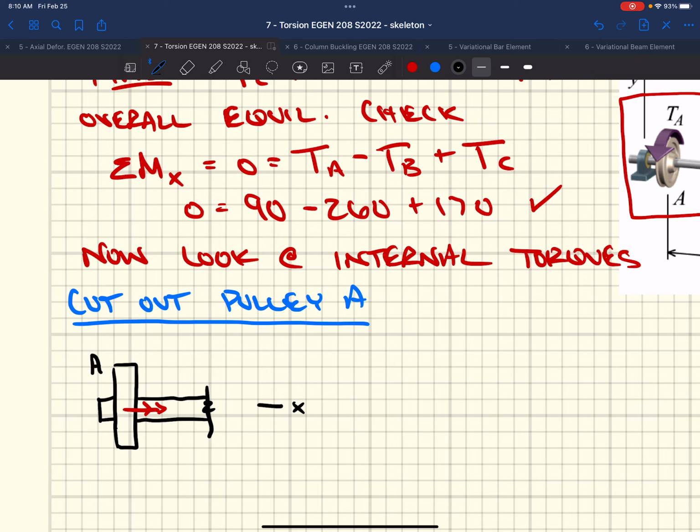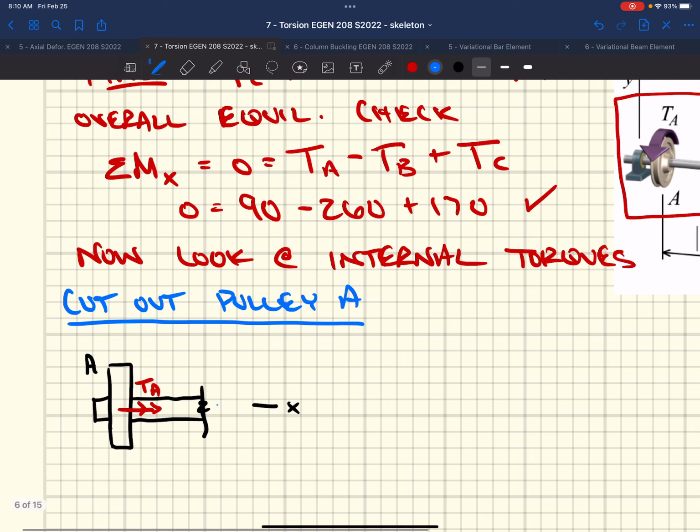So we have our pulley at A, and we know that we have our torque at A based on the right-hand rule. The torque is acting in the positive x direction. But we also have to have a resisting torque. This has to be in a state of equilibrium, so any torque we have to the right has to be acting to the left. I'm just going to assume a direction for this torque that's acting in the shaft. Shaft 1 can act off to the right.